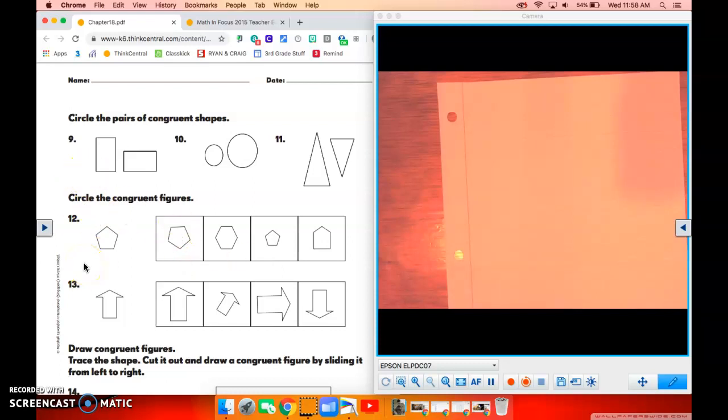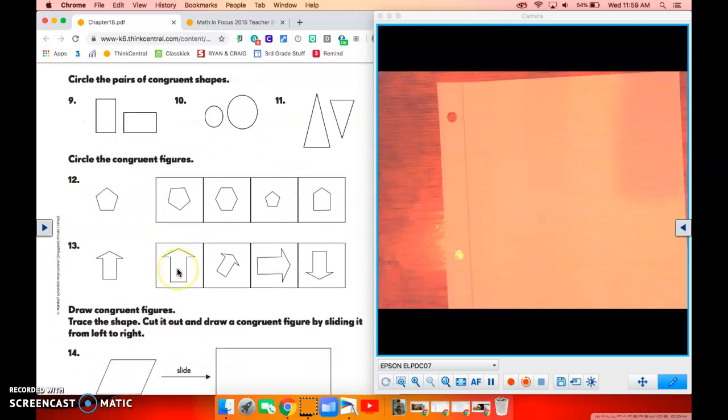12, circle the congruent figures. So it has to be the same size and shape as this. Well, that is not the same size and shape. That is not. It's smaller. Same shape. It's a pentagon. That's a pentagon. But they're not the same. This is a hexagon, so that's not that one. This one is the same size and shape. It's just turned a little.